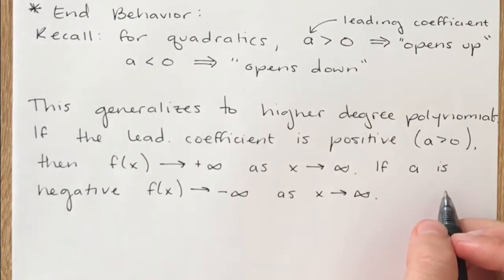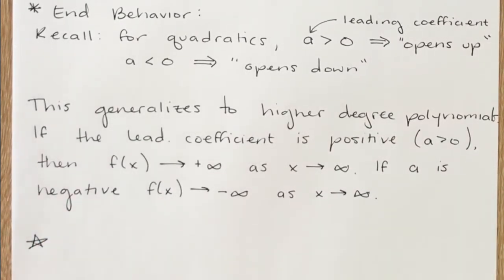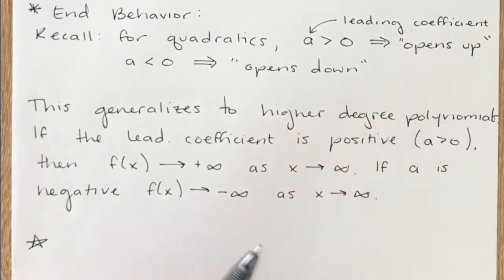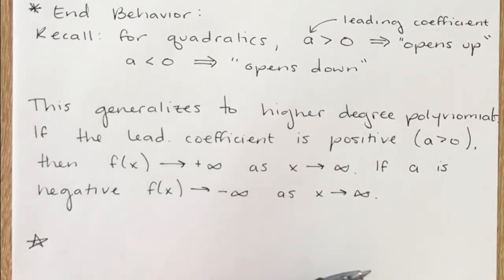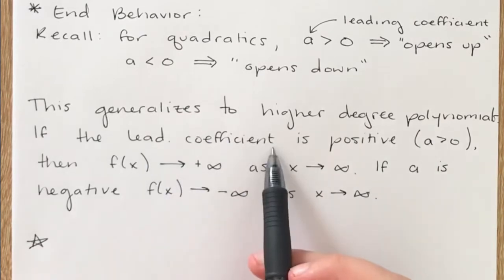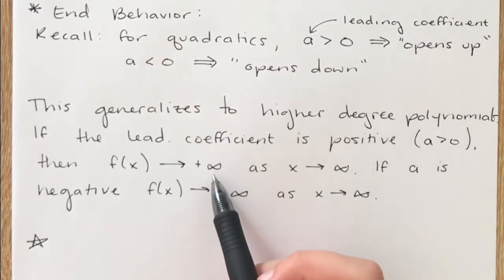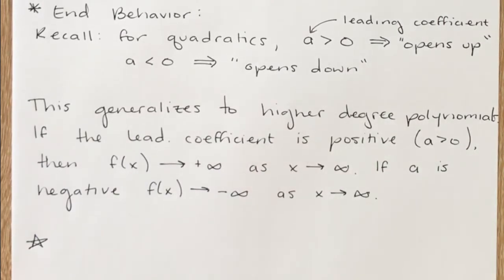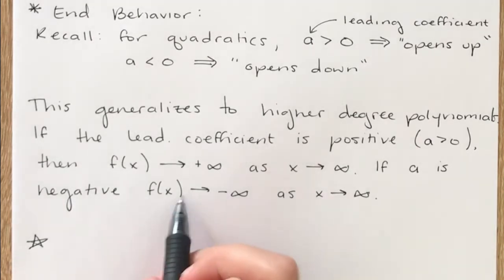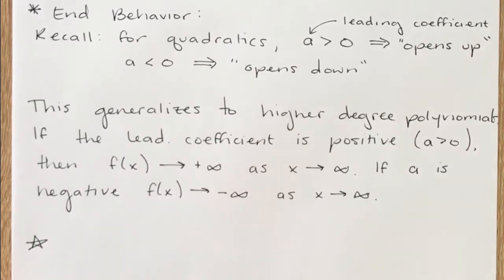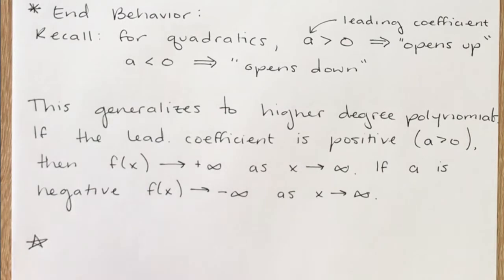So what does this mean? Remember that when x goes to infinity, x approaches infinity on the right side of the graph, right? The x-axis is positive on the right side. So this is saying that the sign of our leading coefficient, if it's positive, means that our y values are positive, right? We're continuing off the graph to infinity. If a is negative, then the value of the function is getting really, really small, so we're moving off the graph downwards.